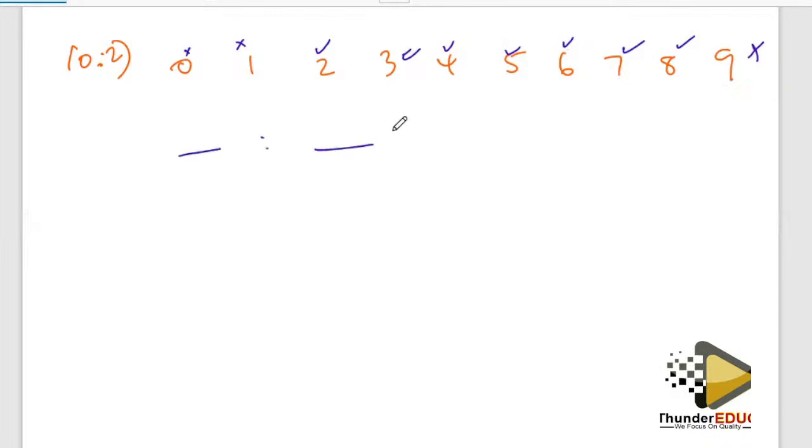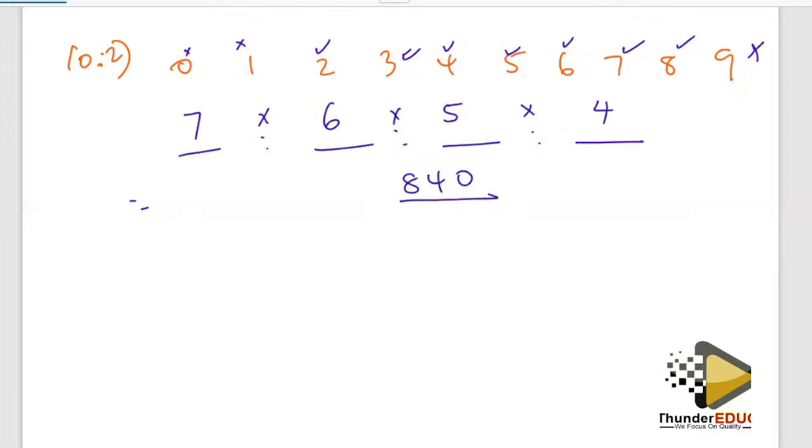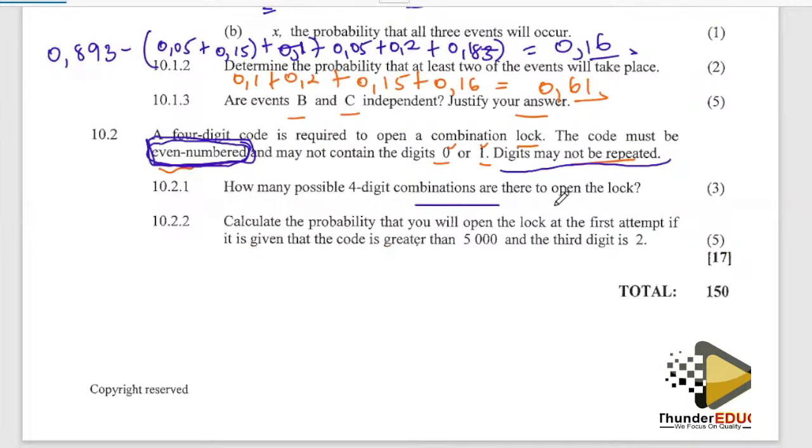Now, since we have 4 that we must choose from, the first option will have 7 numbers to choose from. And then the second option will have 6 numbers to choose from, then 5 numbers, and then 4 numbers to choose from. When I multiply that, 7 times 6 times 5 times 4 gives me 840 ways or combinations that we can get.